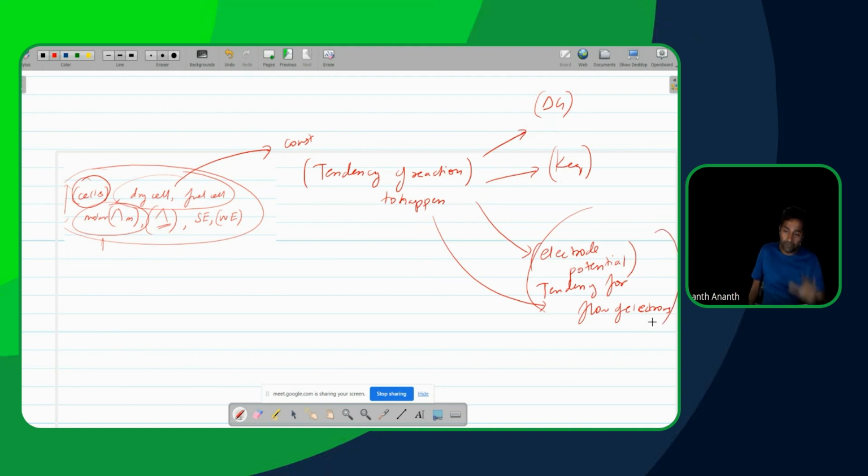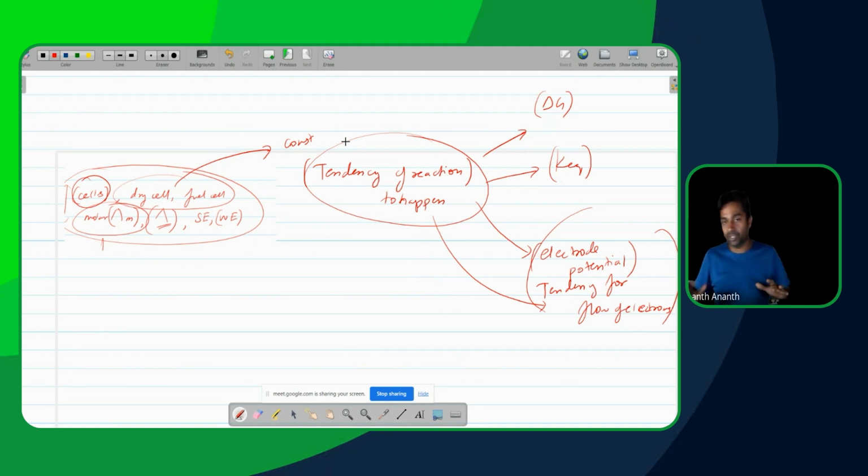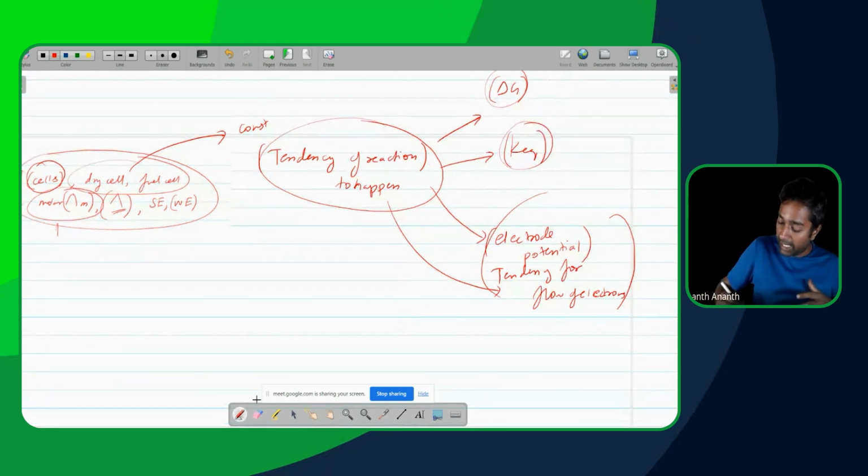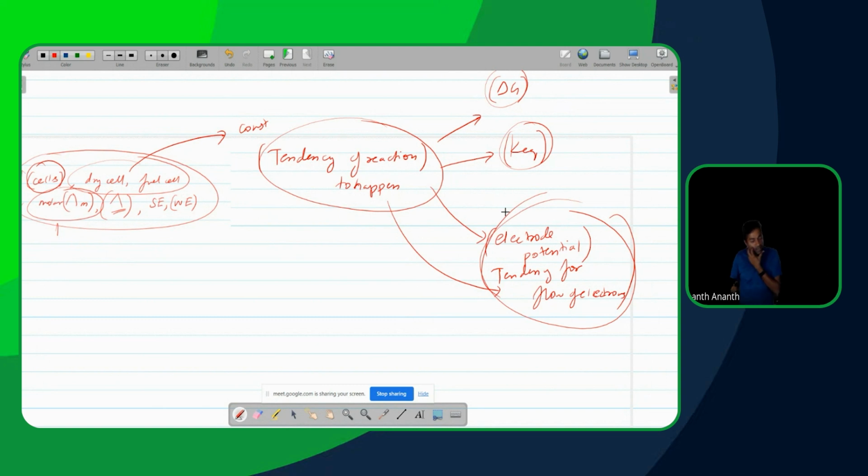So each of these three are basically measuring the same thing, the tendency of a reaction to happen. That is what they are measuring. So ultimately, since they are measuring the same thing, we need to have some way to connect all of them together as well. Do you understand what's happening over here, Kana?